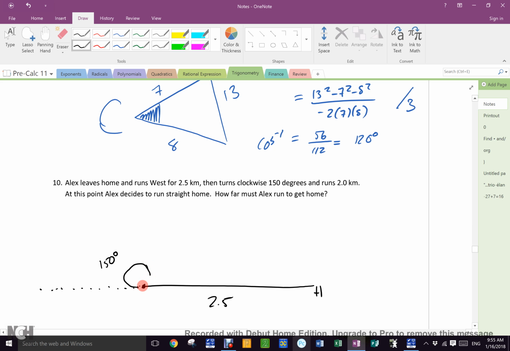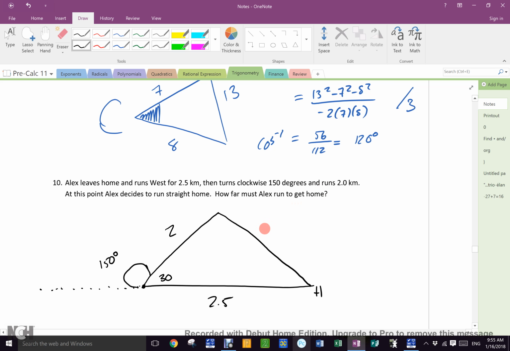So I turned the 150. Now I'm running back this way. If this side's 150, what's this? 30. And he runs 2K, and then he runs straight home. How far must Alex run to get home?